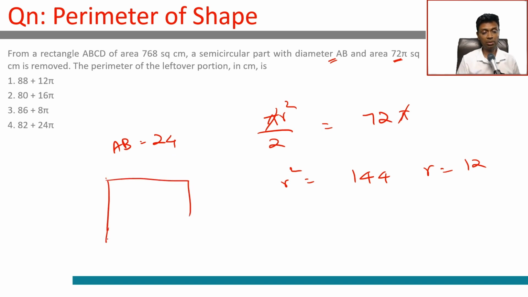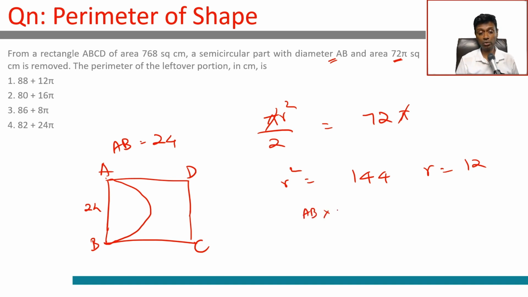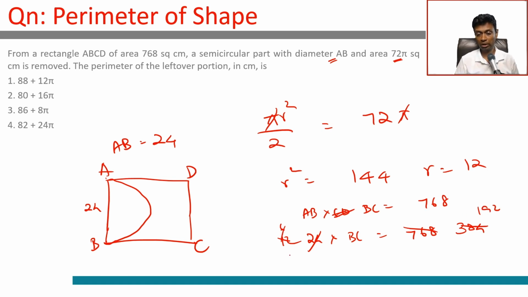So we have an ABCD which measures 24 like this. A semicircle is cut off. Right? AB is 24, area is 768. AB into BC is 768. 24 into BC is 768. Make it 12, make it 384, make it 6, make it 192, make it 3, make this 96, or BC is 32. This is 32, this is 24.